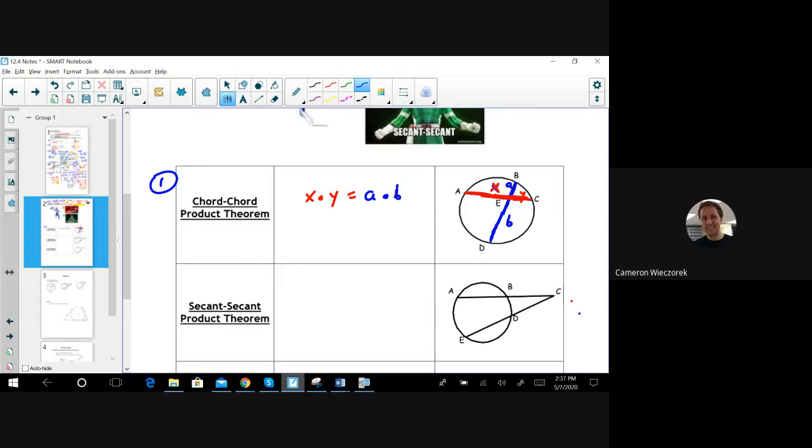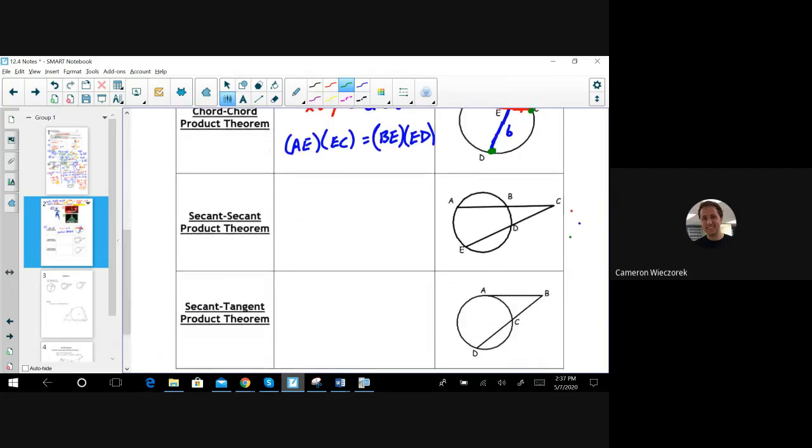That's it. If you want to actually use the letters in the problem, AE times EC, the product of those two segments, equals the product of the other two segments, BE times ED. That's the chord-chord power theorem. You need to have two chords in order to use that, which means they have to be completely inside the circle. They can't continue onward.